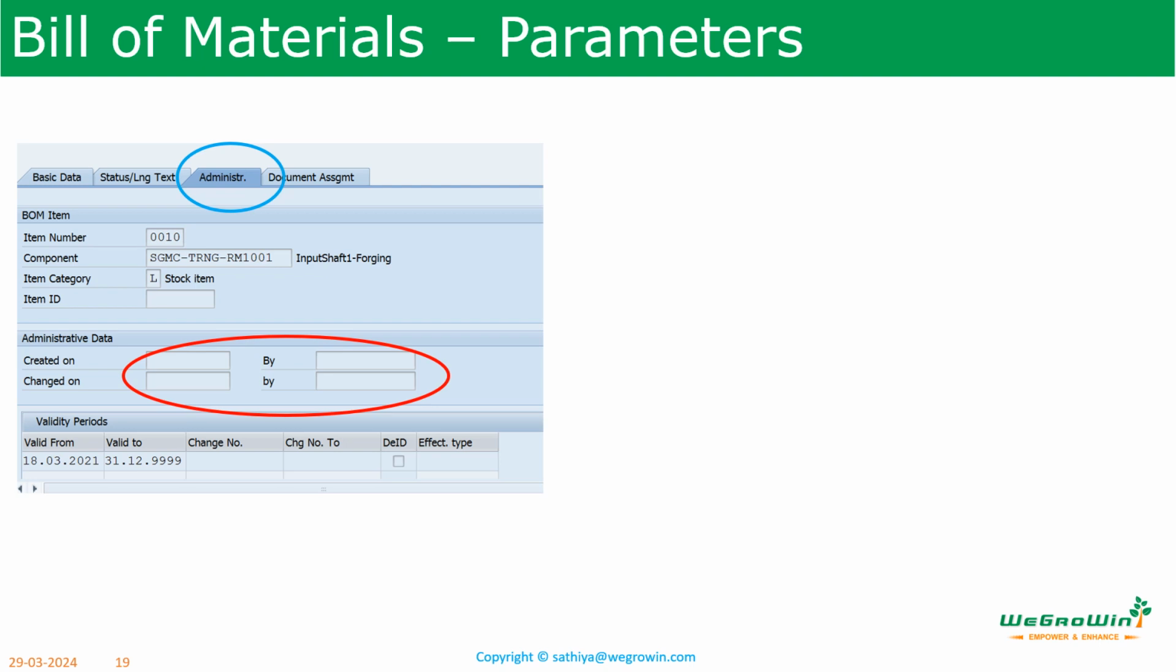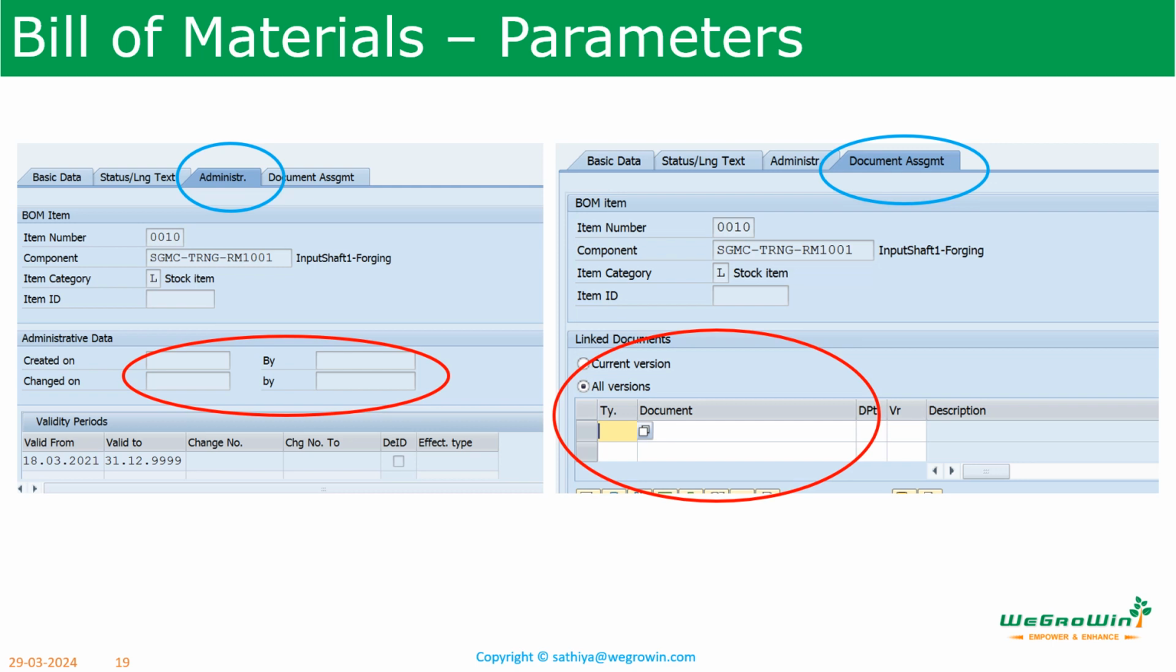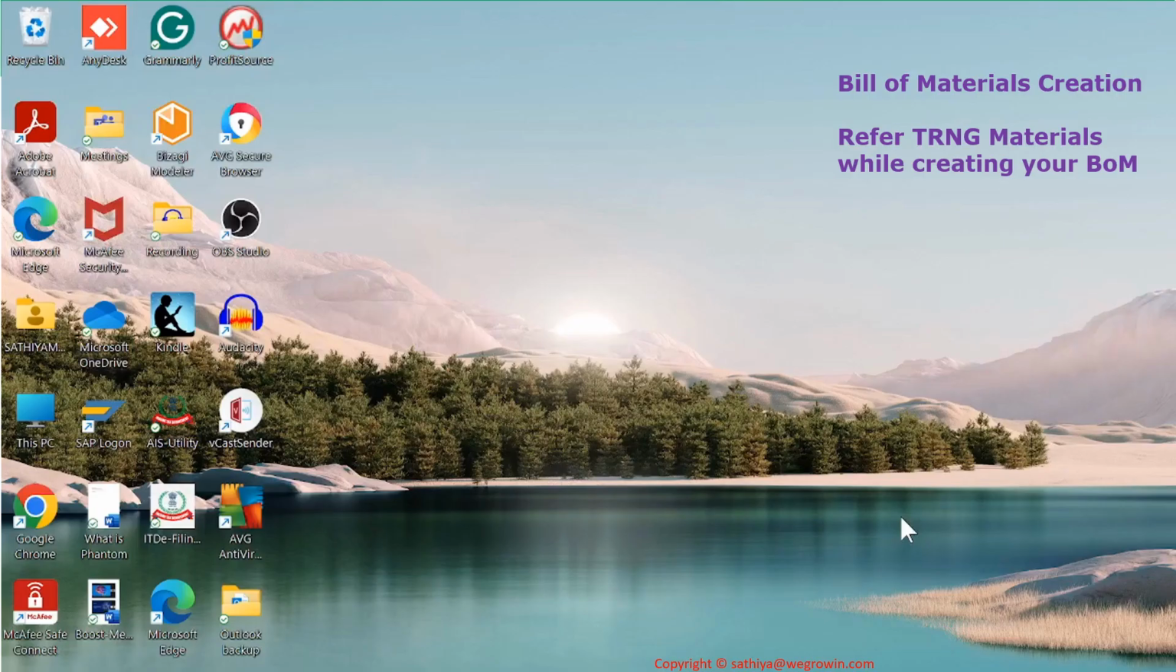And then you have the tab called administrator. Here, after saving this bill of material, we can see the details of who created it, when it was changed, with the dates. And then there is a document assignment. If you want to attach any specific document as part of the bill of material, you can attach it. Creation of documents will be done through the document management system that we will be discussing later, not now. But you just know that we can attach a document for any BOM.